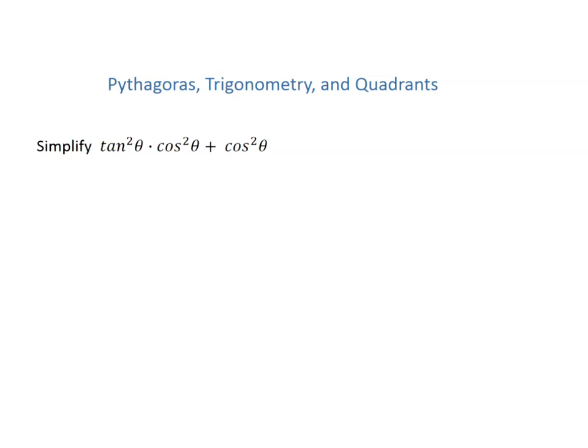All right, so we're going to use that. This is the second trig identity that we're going to learn about in this lesson, and it's that tangent is equal to sine over cosine. That also holds true for tangent squared. Tangent squared theta is equal to sine squared theta over cosine squared theta. So let's see how that works.